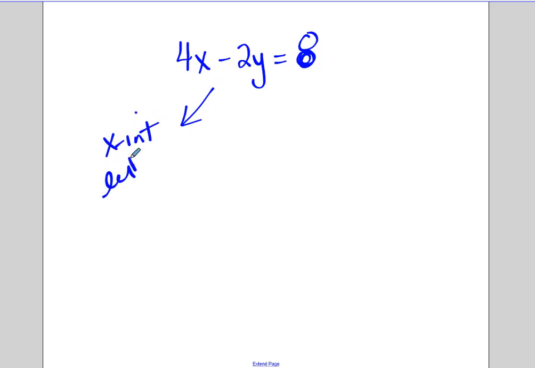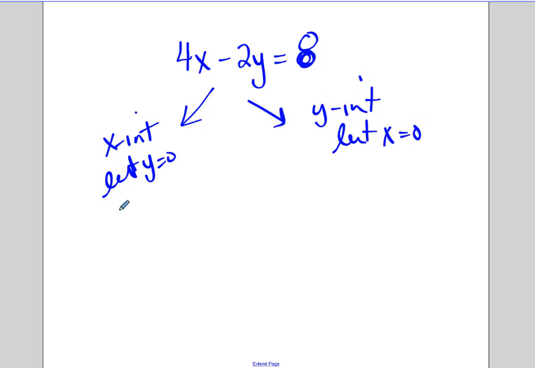Okay, that's graphing using the slope and the y-intercept. That other one is if they gave you an equation and you wanted to do it using the x- and y-intercepts. So let's go with 4x take away 2y equals 8, which seems to be my number of the day today. If I want to find the x-intercept, you let y equal 0. When you want to find the y-intercept, you let x equal 0.